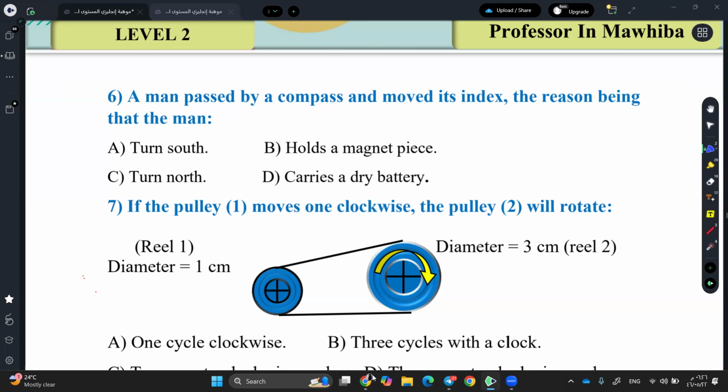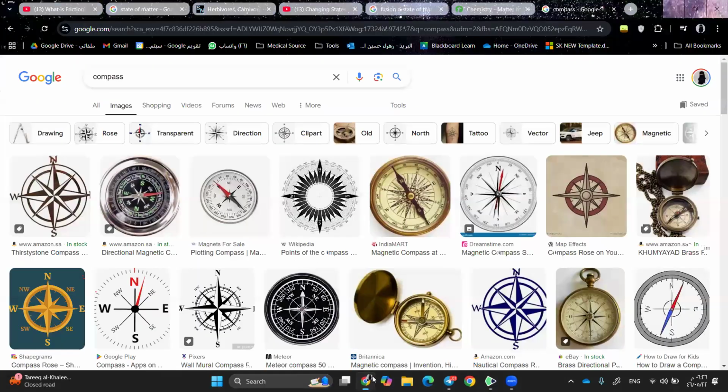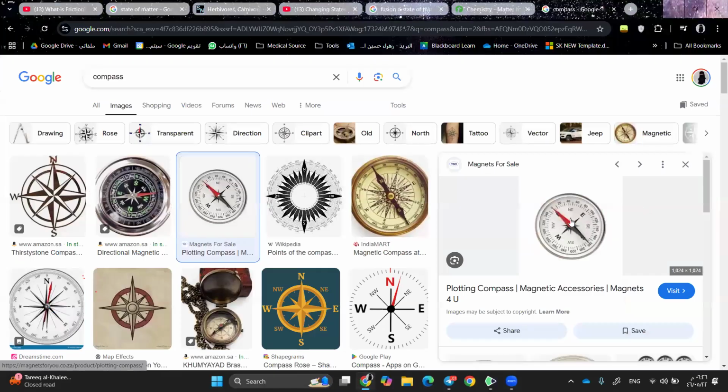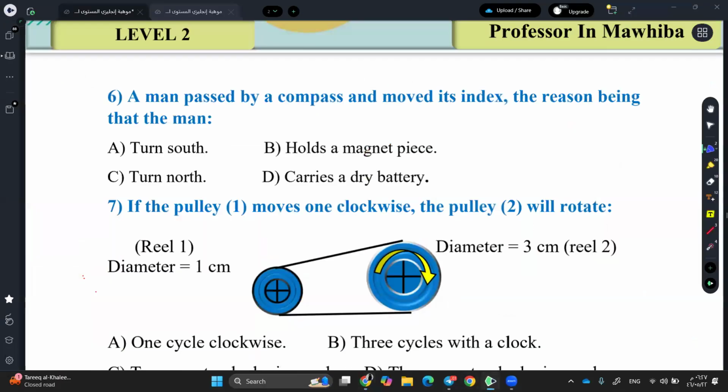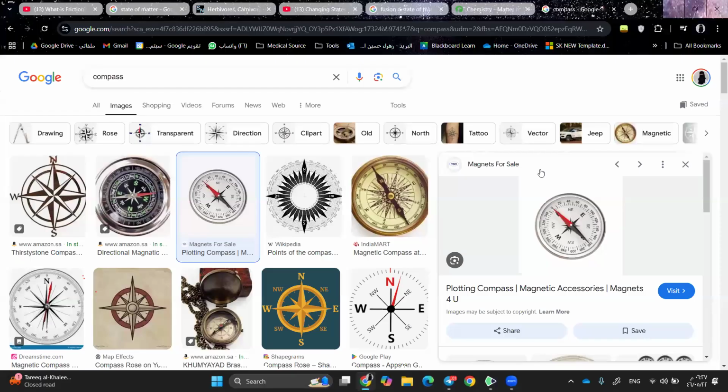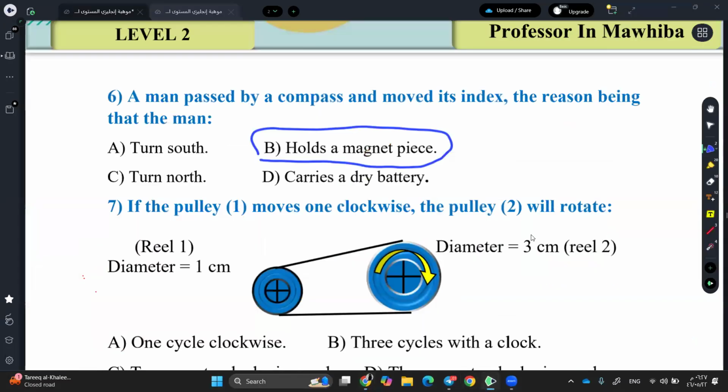So this red arrow responds to it, holds a magnet. Yes, magnet. So holds a magnet piece, because this red arrow responds to magnet, which is basically magnetic here. So the answer will be magnet. Excellent, Nora. Okay, do all of you understand this question?